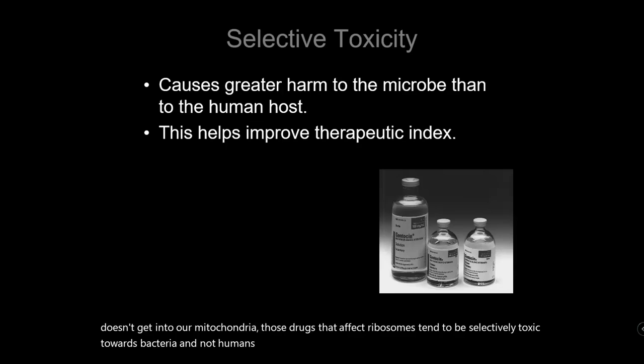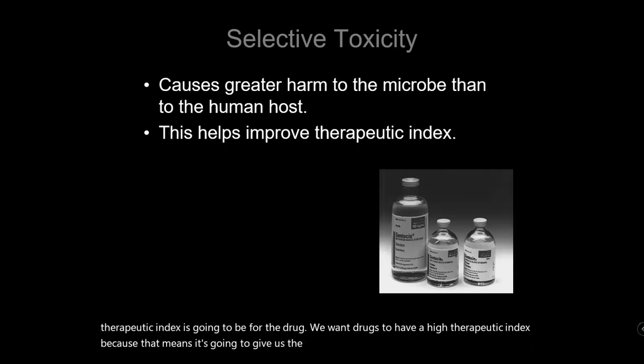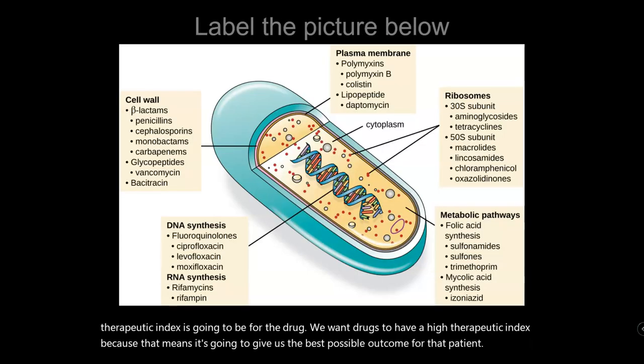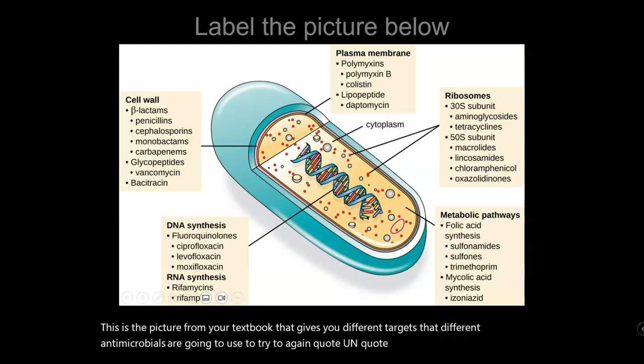The more selective we can be, the higher what's known as the therapeutic index is going to be for the drug. We want drugs to have a high therapeutic index because that means it's going to give us the best possible outcome for that patient. This is the picture from your textbook that gives you different targets that different antimicrobials are going to use to try to, again, quote unquote, murder the bacteria.